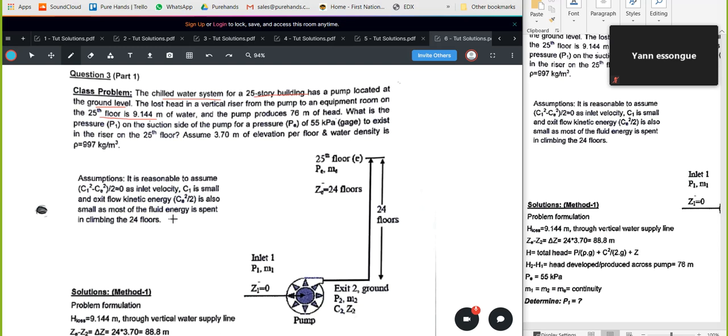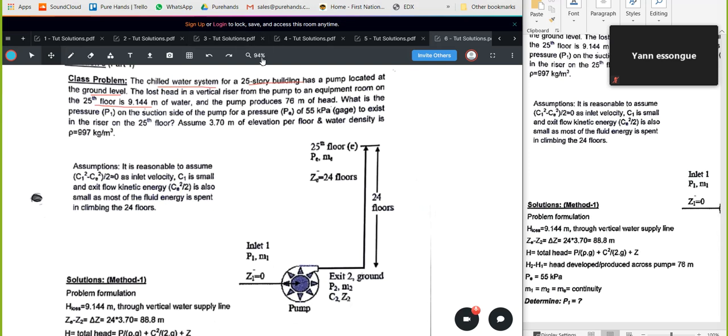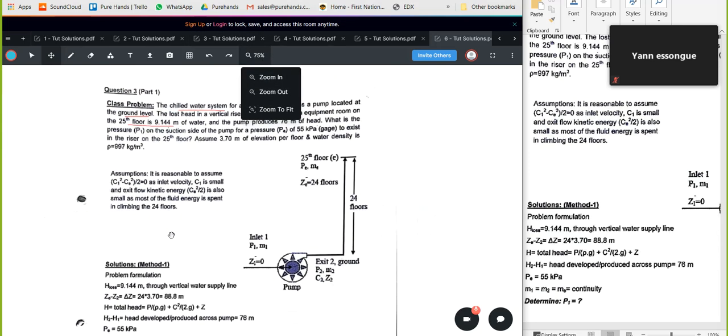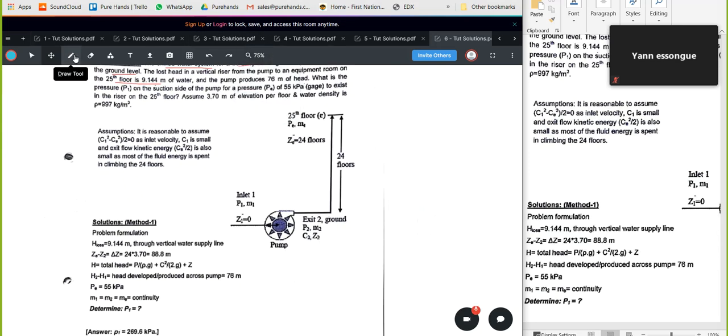So they tell you that, let's quickly zoom out, there's the H loss, 9.14 meters. That's our head loss, right? To pump the water. And so the equivalent room to the 25th floor is 9.14 meters.